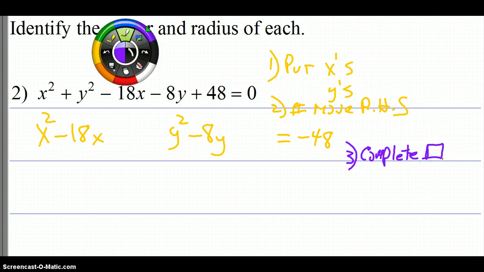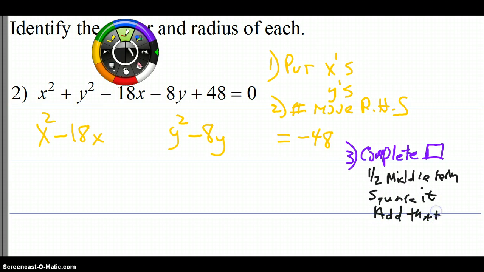Okay. And then your next step is to complete the square. So completing the square has a couple steps. The first step is to take half the middle term and whatever that is, square it, and then add that to both sides. So again, copy down those notes. It's a process. There's a couple different steps. We've got to put the x's and y's together. We did that. We moved the constant to the right-hand side. Now we're going to complete the square.